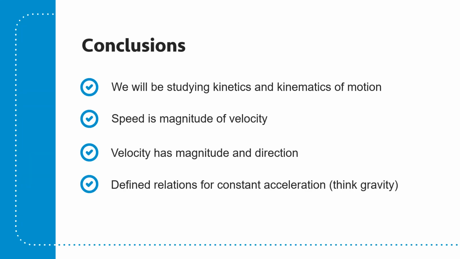We're going to be studying kinetics and kinematics of motion. And in terms of the conclusions of this, speed is the magnitude of velocity. Velocity has magnitude and direction. Acceleration has magnitude and direction. And we defined a set of relations for constant acceleration. And in particular, I want you to think about gravity as you go through this chapter and the rest of the course.